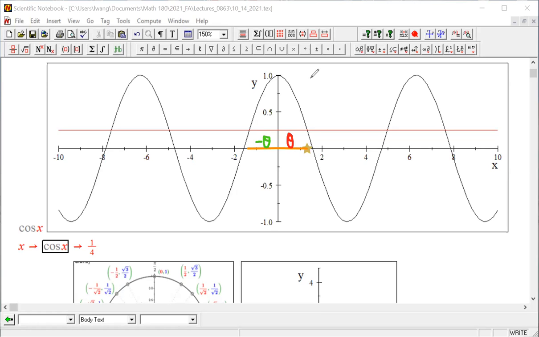Once you have identified these 2 points, from here you add 2 pi, you get there. So that's plus 2 pi. From here, you subtract 2 pi.